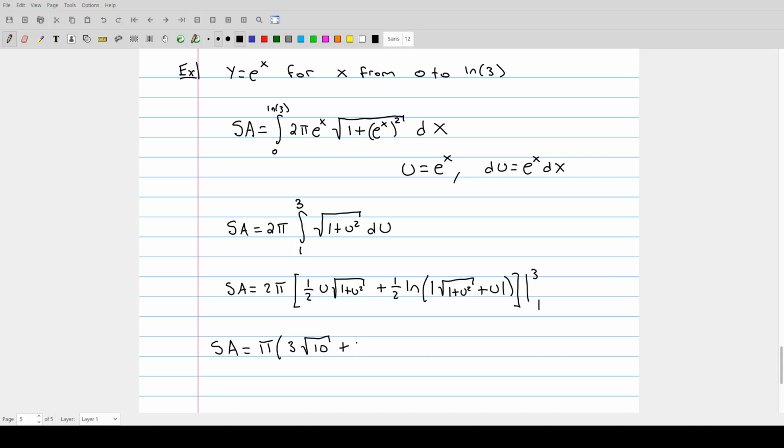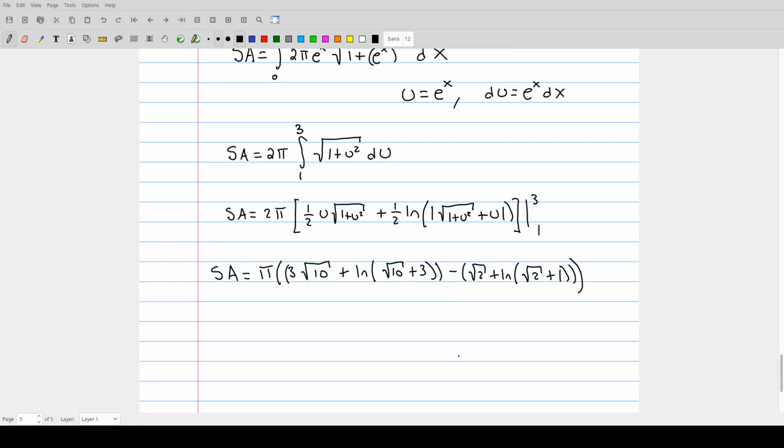Plus the natural log of square root of 10 plus 3. We have to subtract from all of this with 1 plugged in to this antiderivative. That's going to be 1 times the square root of 1 plus 1 squared, which is the square root of 2, plus natural log of the square root of 2 plus 1. And this value that we get is exactly the value of the surface area of this surface of revolution.